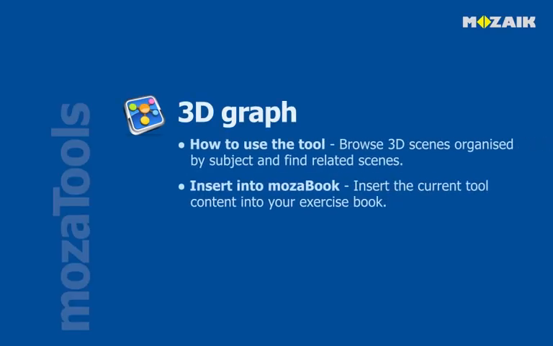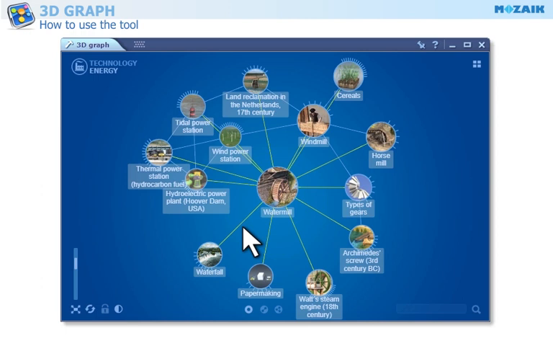3D Graph. How to use the tool. Browse 3D scenes organized by subject and find related scenes. Insert into mozaBook. Insert the current tool content into your exercise book. Let's find out how to use the 3D Graph tool.